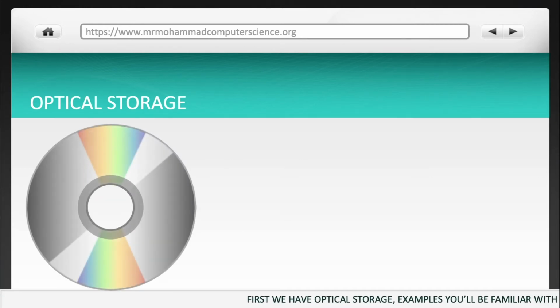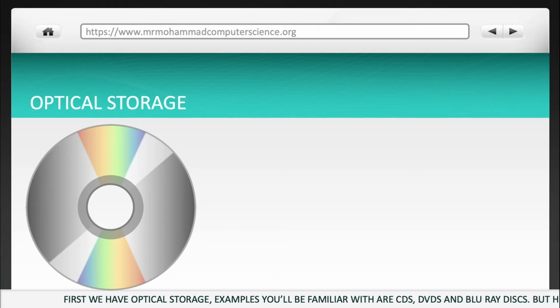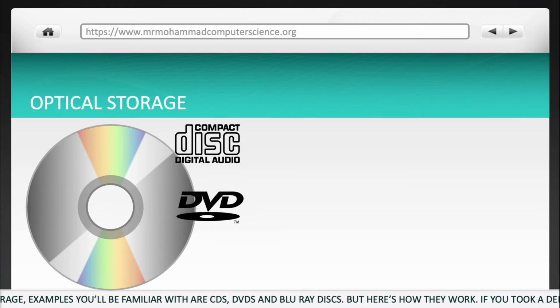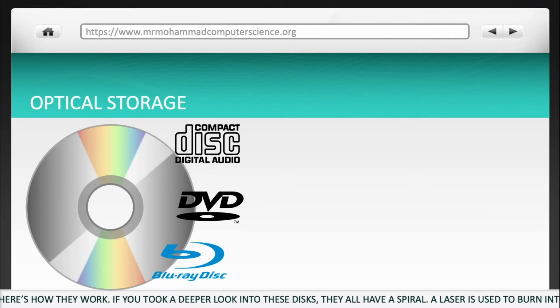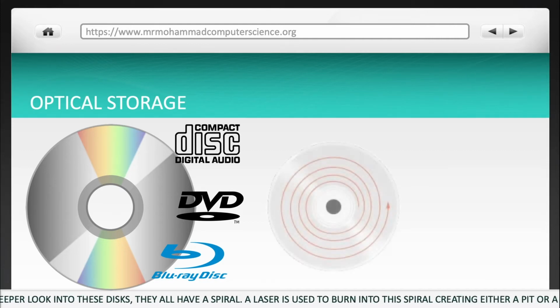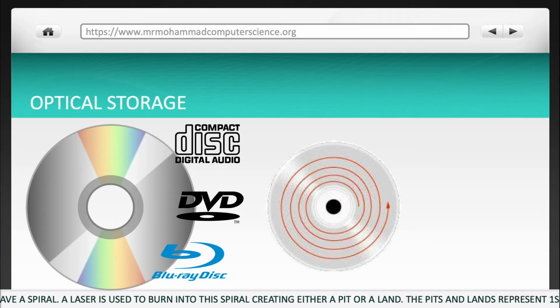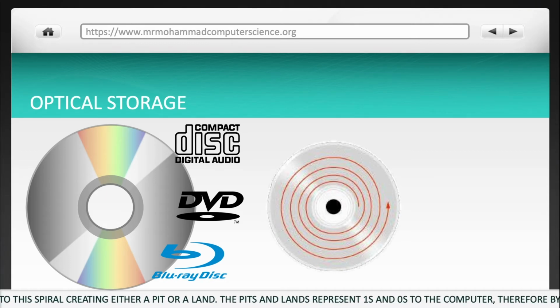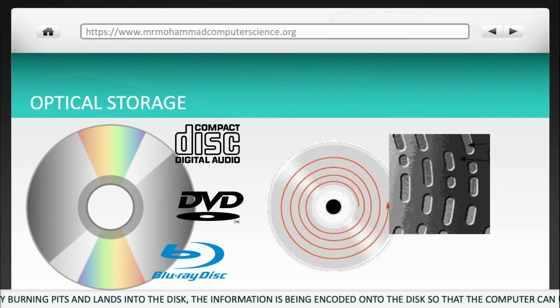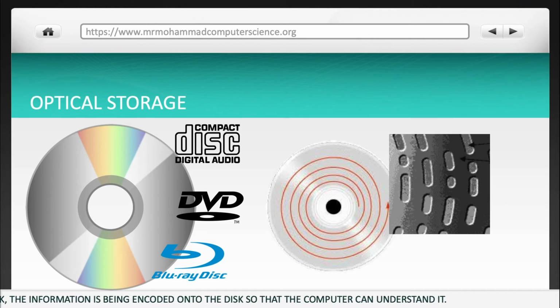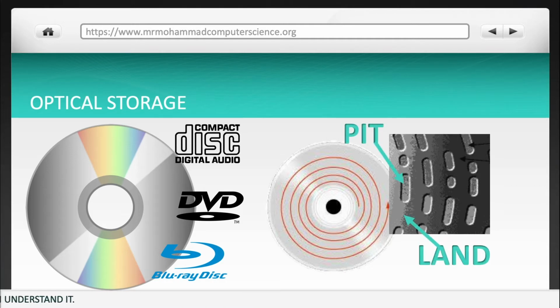First, we have optical storage. Examples you'll be familiar with are CDs, DVDs, and Blu-ray discs. But here's how they work. If you took a deeper look into these discs, they all have a spiral. A laser is used to burn into this spiral, creating either a pit or a land. The pits and lands represent ones and zeros to the computer. Therefore, by burning these pits and lands, the information is being encoded onto the disk so that the computer can understand it.